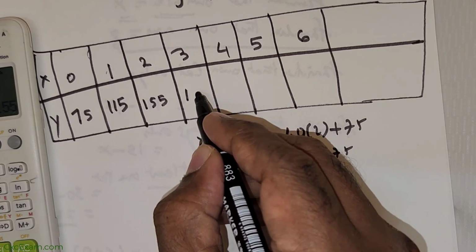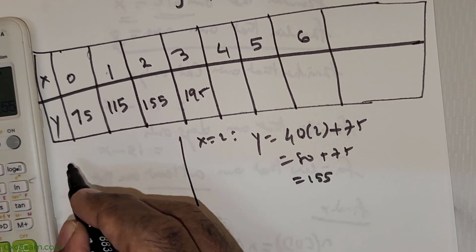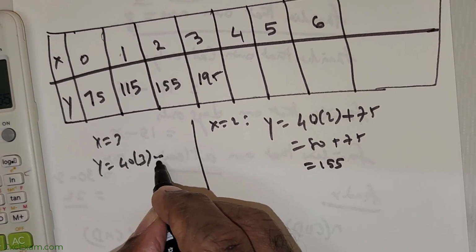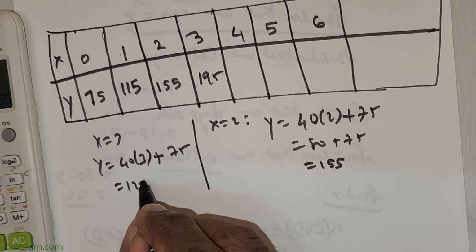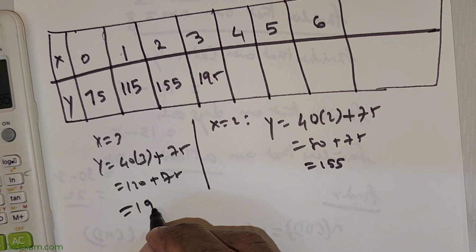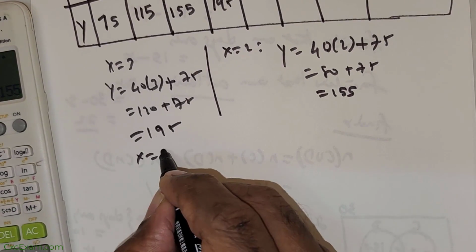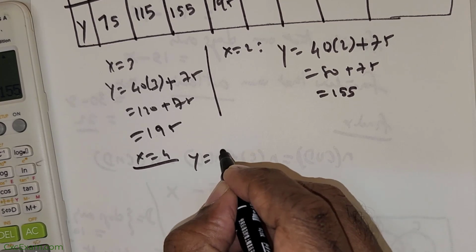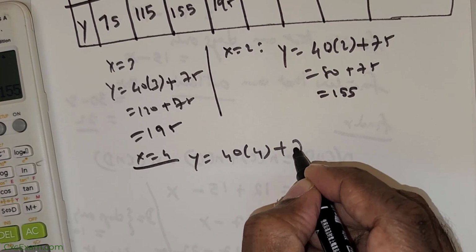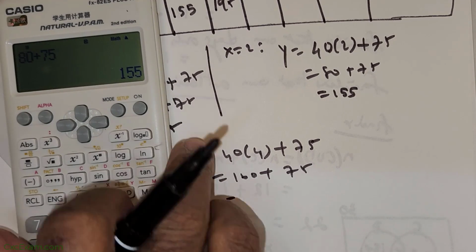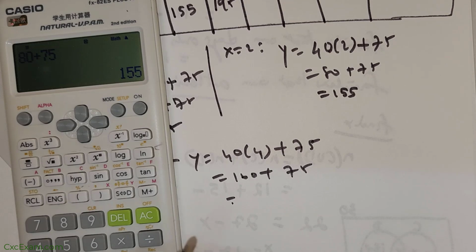Now 3 is given as 195. So x is equal to 3, y is equal to 40 times 3 plus 75. This is 120 plus 75, 195. For 4, x is equal to 4, what happens? y is equal to 40 times 4 plus 75, 160 plus 75, that's 235.